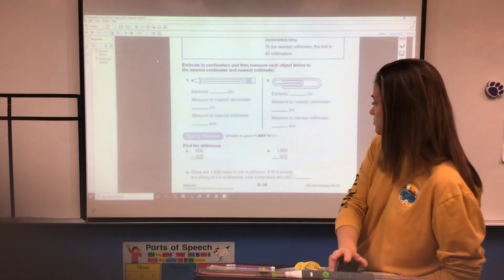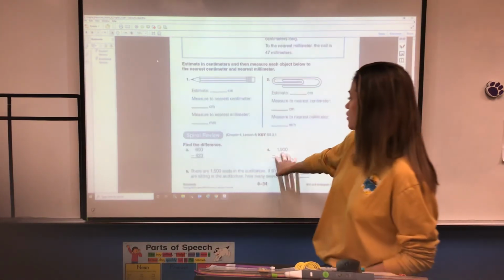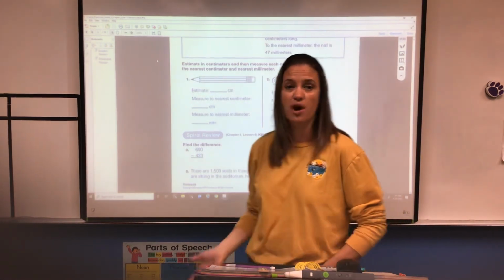Your spiral or review down below is just subtraction. So go ahead and do the subtraction and do the word problems on the back.